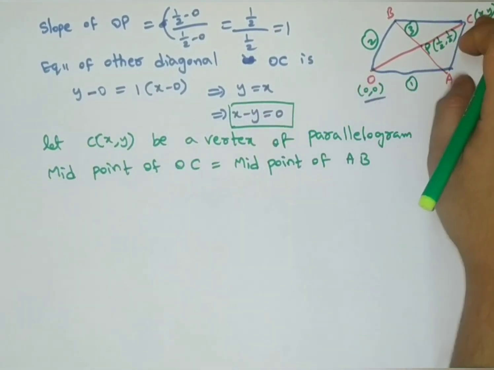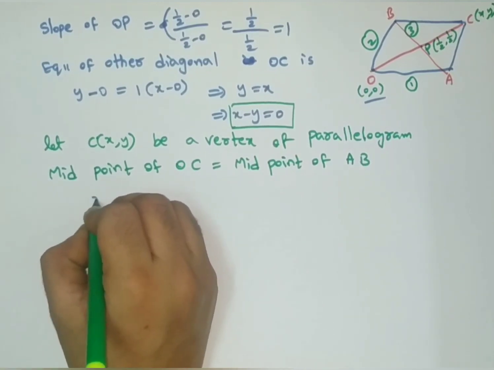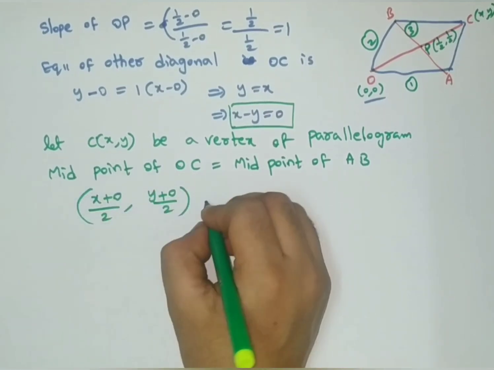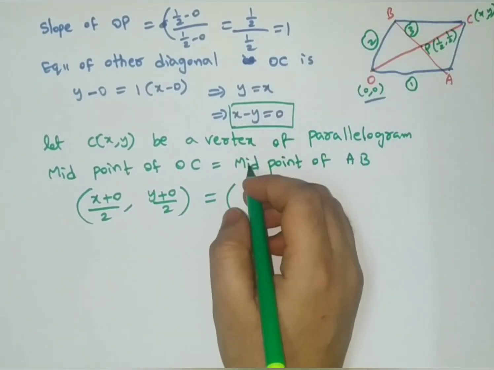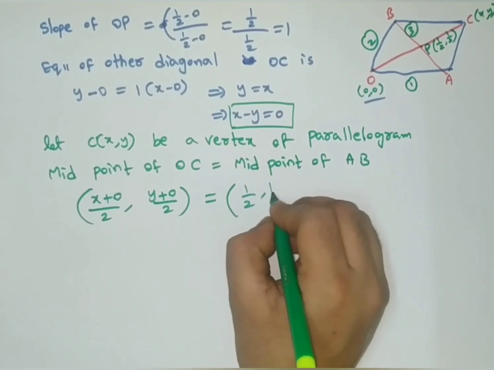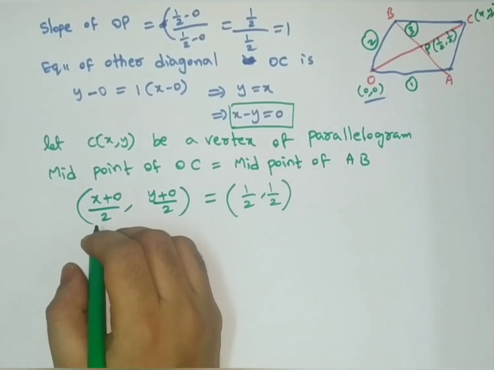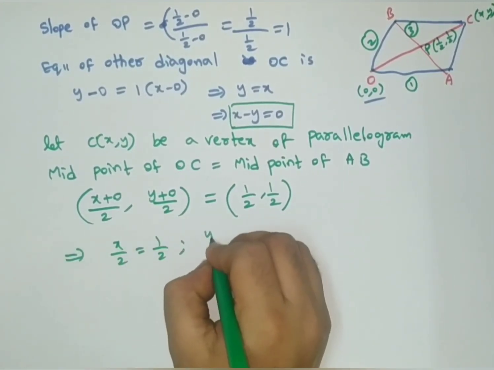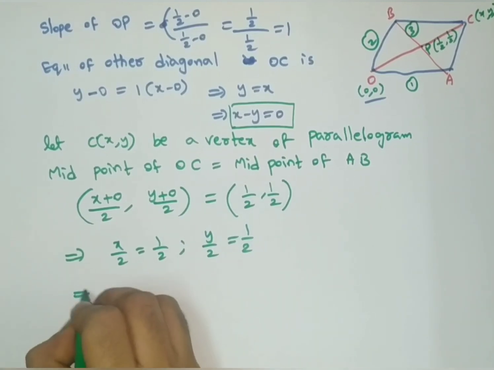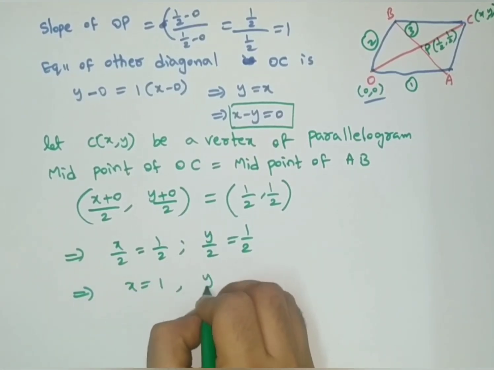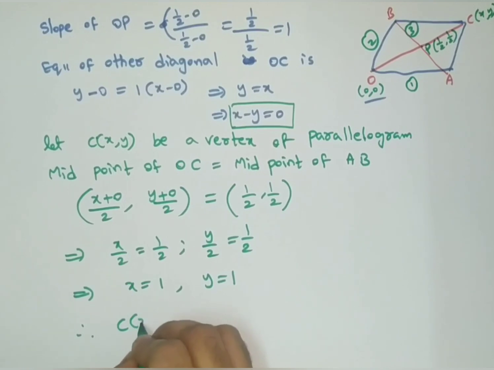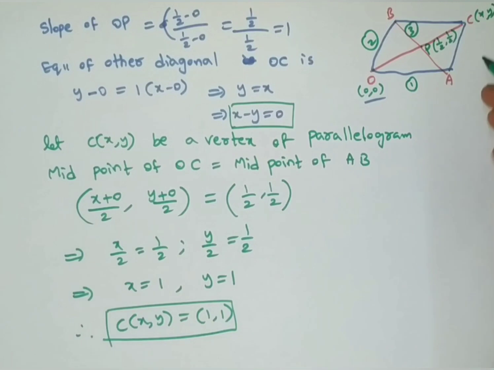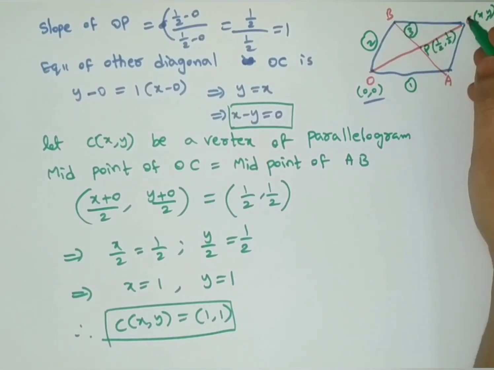Okay, midpoint of OC means what? x plus 0 by 2 comma y plus 0 by 2. What we got? Midpoint of AB has coordinates 1 by 2 comma 1 by 2. So by equating corresponding coefficients, what we got? x by 2 is equal to 1 by 2, y by 2 is equal to 1 by 2. That means x is equal to 1, y is equal to 1. So therefore the coordinates of C are 1 comma 1. Now we are able to calculate the AC line equation and BC line equation.